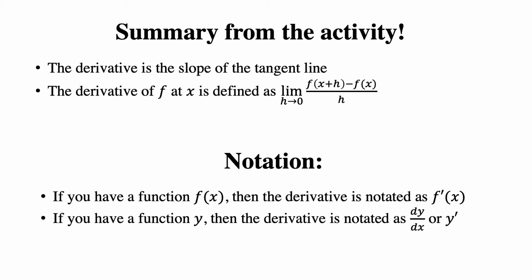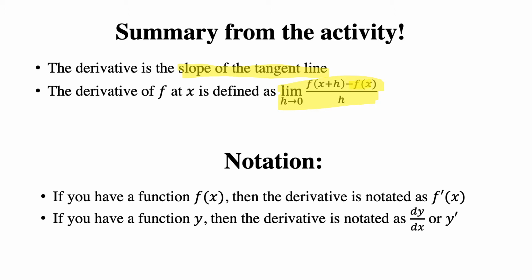The first thing we want to note is that the derivative is the slope of the tangent line. The second thing we want to note is that the derivative of f at x is defined as the limit as h goes to 0 of f of x plus h minus f of x over h, which remember is your difference quotient.